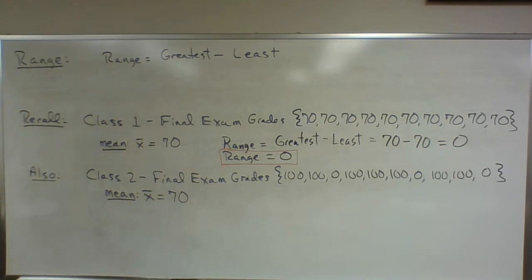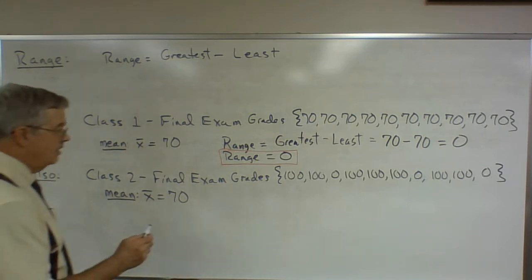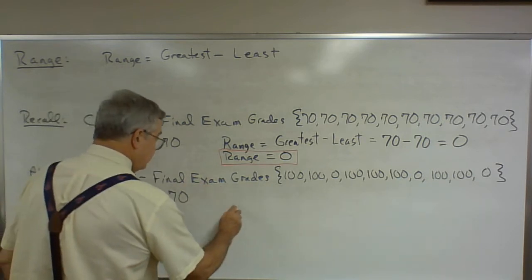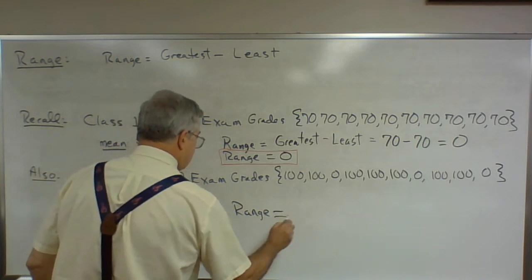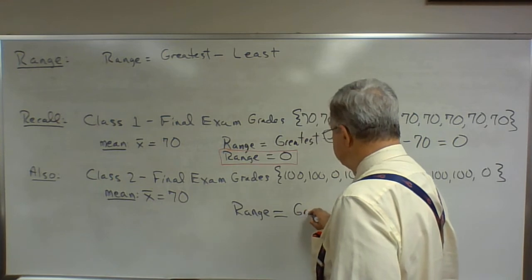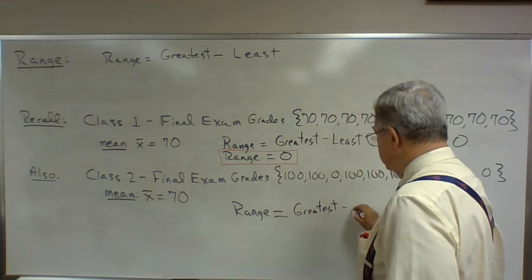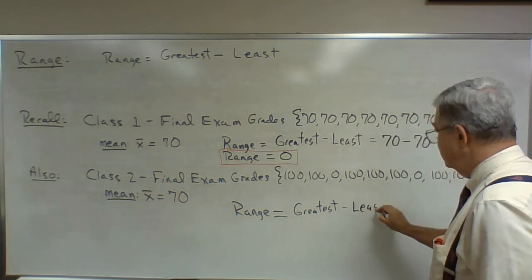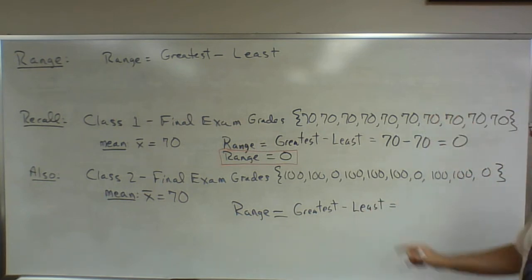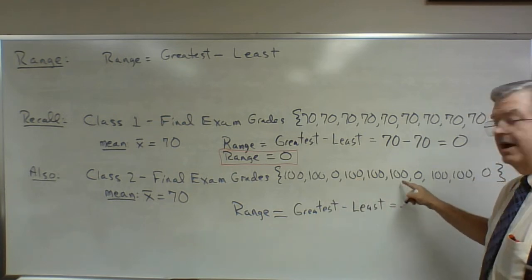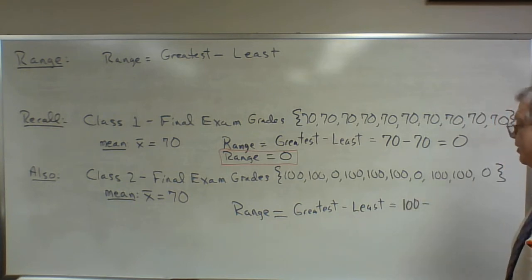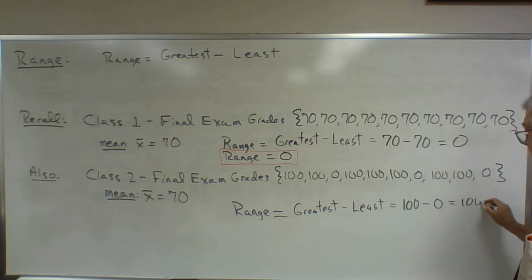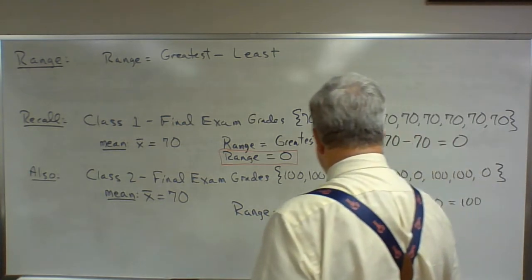Okay, let's do the same thing here. The range of these data values. Range equals greatest minus least. And the greatest data value is 100. It occurs 7 times. The least data value is 0. It occurs 3 times. So the range here is 100.